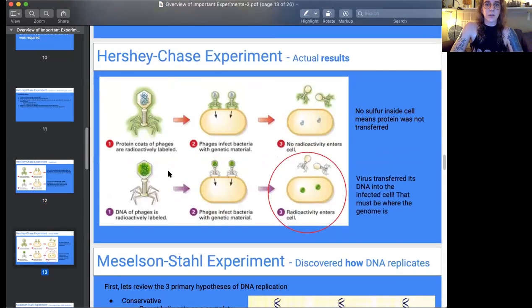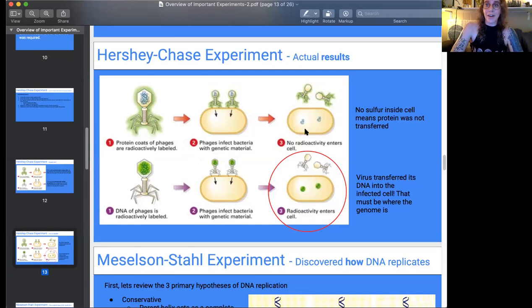Okay, so their actual results: what they found was that there was no radioactivity inside the cell. And what this tells us is, okay, here's the protein coat, this green layer, and after it's infected, it all remains on this virus body and is not actually inserted into the cell. If the whole point of inserting into a cell is to copy a genome, then clearly the proteins will not be holding any genetic information.